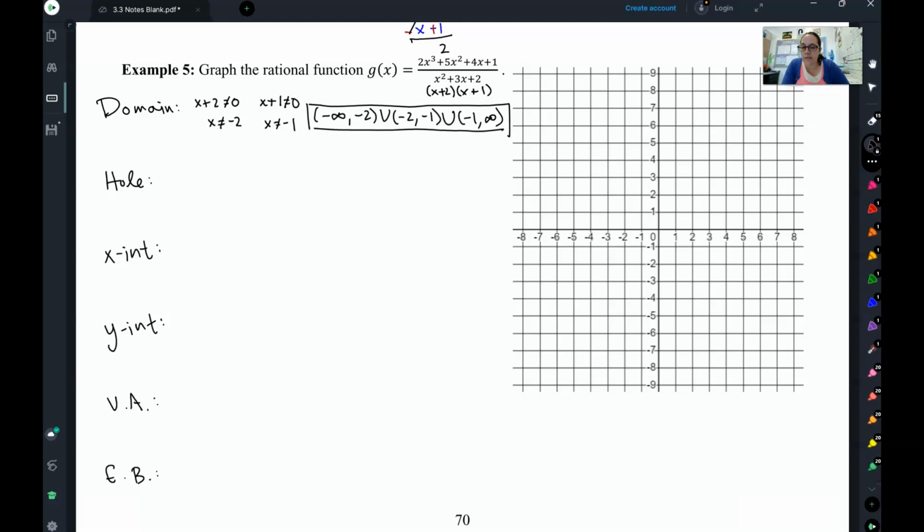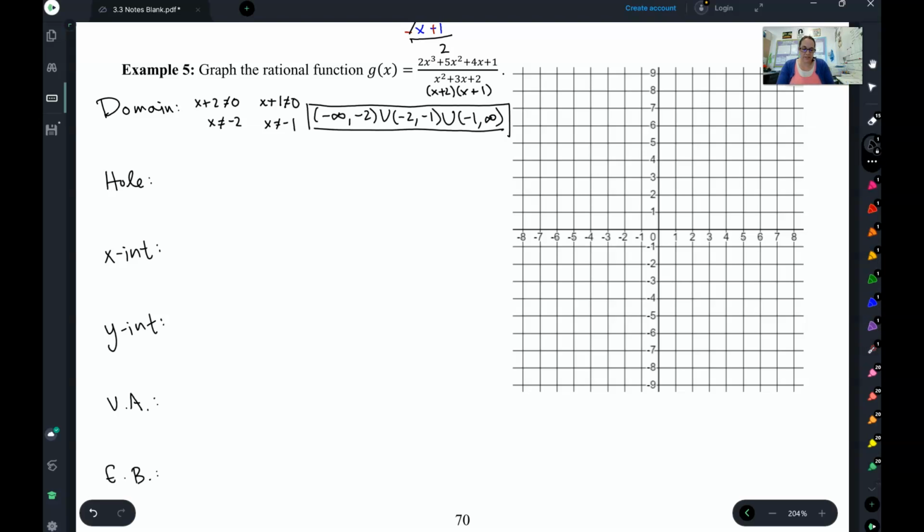Next, we always find our holes next. Now, to find the holes, I need to factor the top and the bottom to see if anything cancels. Now, you might be looking at that numerator thinking, how on earth do I factor that? Well, you did that last chapter. The way we factor that numerator is with synthetic division.